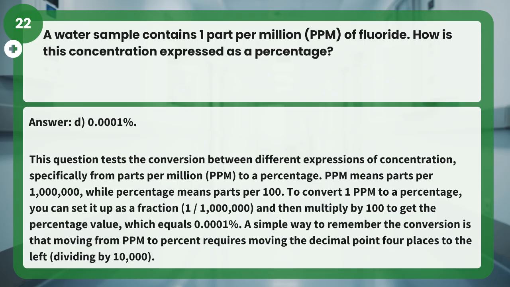0.0001%. This question tests the conversion between different expressions of concentration, specifically from parts per million, ppm, to a percentage. ppm means parts per 1 million, while percentage means parts per 100. To convert 1 ppm to a percentage, you can set it up as a fraction, 1/1 million, and then multiply by 100 to get the percentage value, which equals 0.0001%. A simple way to remember the conversion is that moving from ppm to percent requires moving the decimal point 4 places to the left, dividing by 10,000.